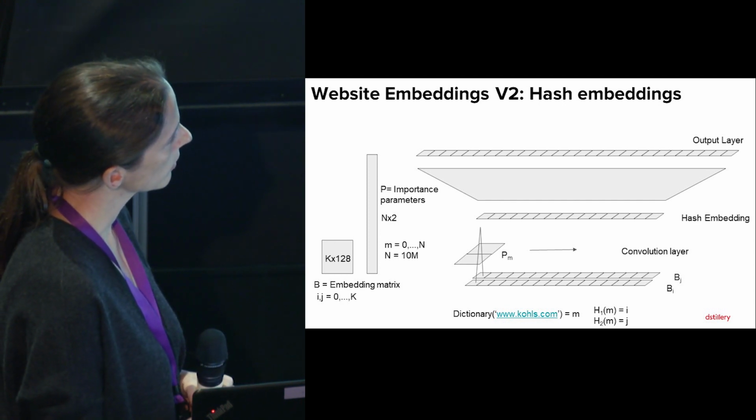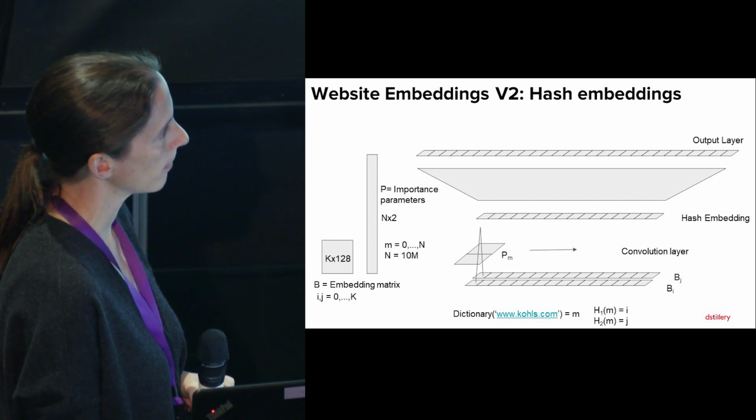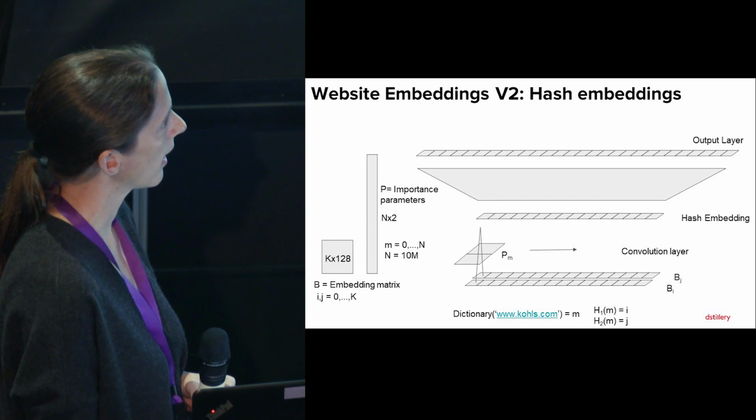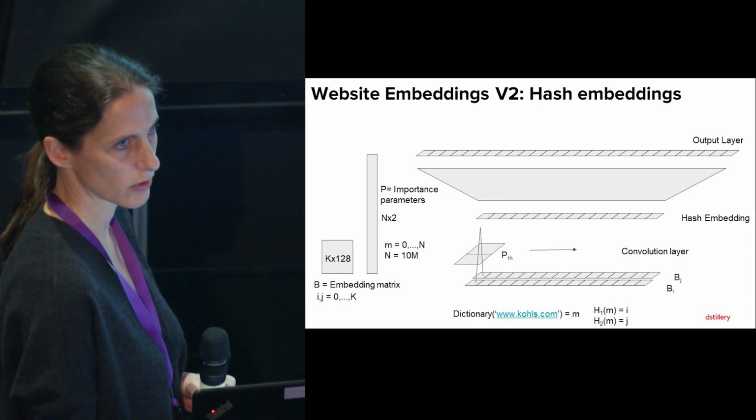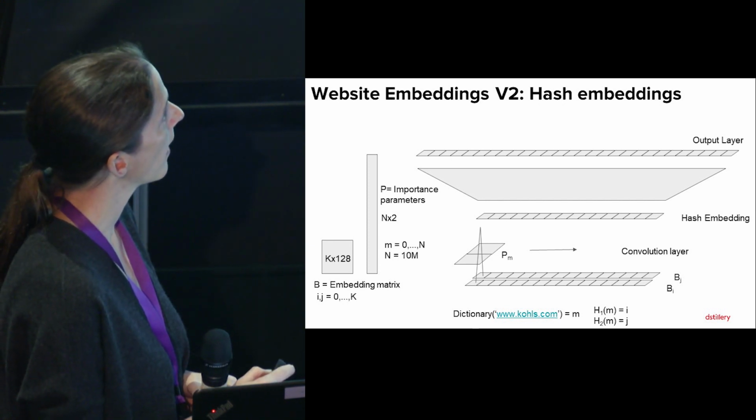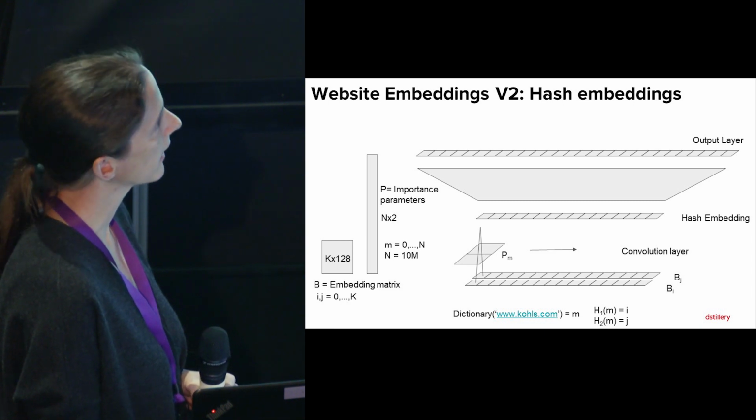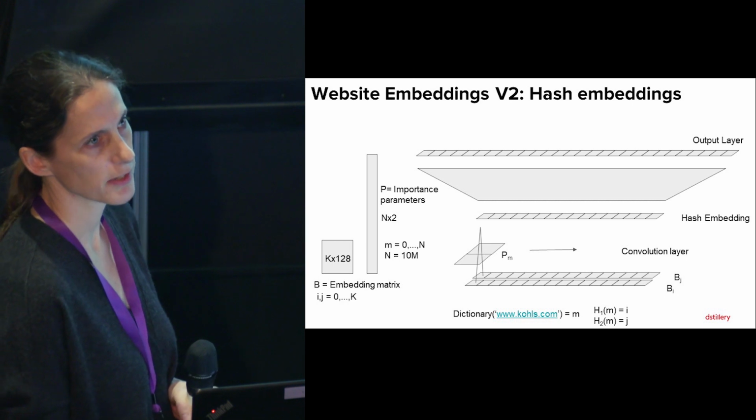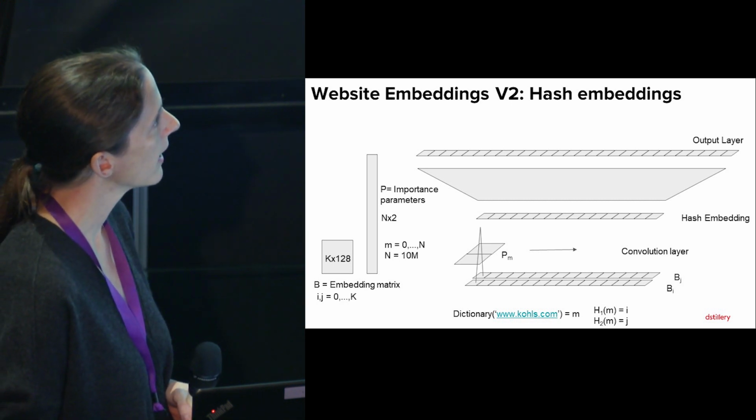The two rows of the embedding matrix are shown here, BI and BJ. We then use a convolution layer and take a linear combination of these embedding matrix rows using weights in row M of our importance parameter matrix to get the final embedding vector, which is labeled hash embedding here. The rest of the network structure is the same as Word2Vec.